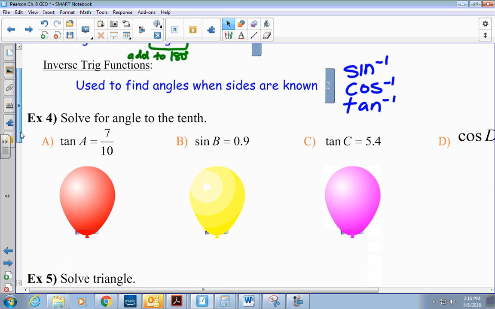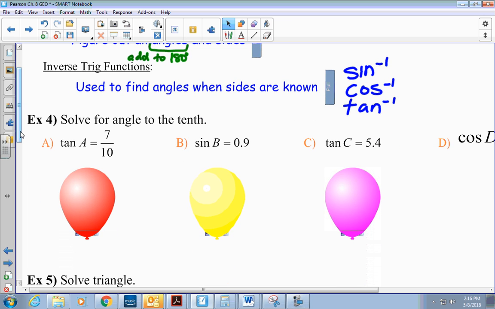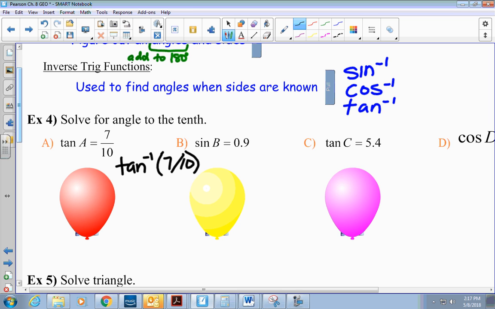Okay, so example 4. I know it looks crazy. Tangent of angle A is equal to 7/10. So what we're going to do is in our calculator, we're going to put tangent, so second and tangent, and then we're going to put in 7 divided by 10. And now we got to see what angle comes out of this. 34.9 degrees. Ethan got 34.9. Did everybody else get 34.9? Yep.